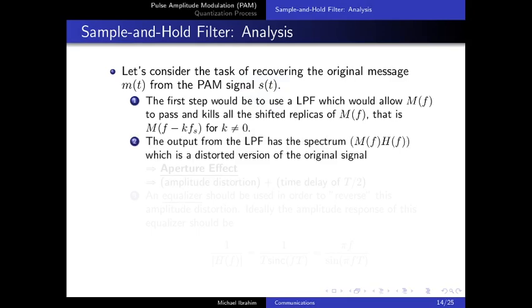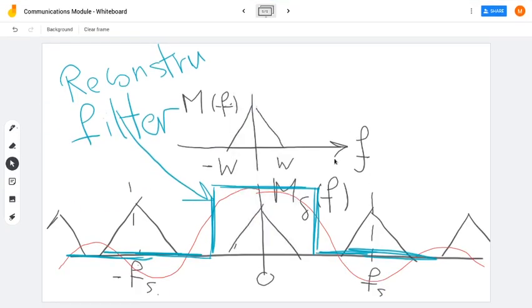But the output of this low-pass filter would have the spectrum M(f) times H(f). It's not just M(f), it's M(f) times H(f). That's why it's distorted in a way, a distorted version of the original signal. As you can see over here, the spectrum M(f) is multiplied by the sinc function, this red curve. So the spectrum is distorted right now.